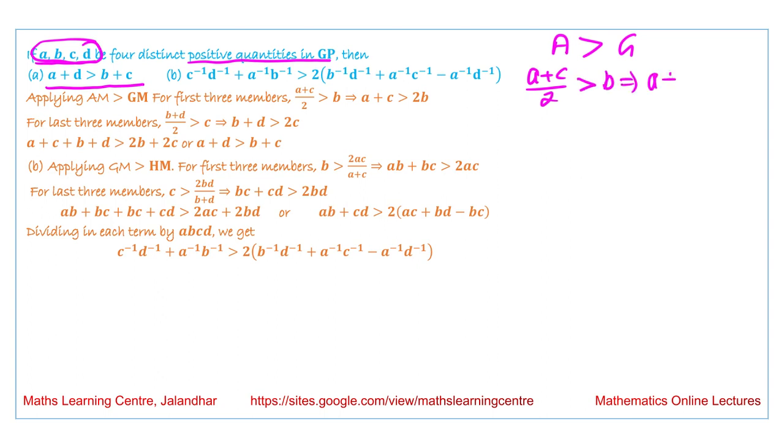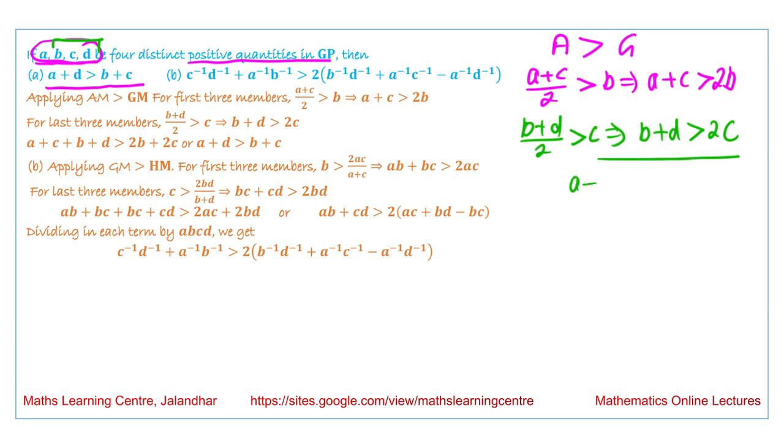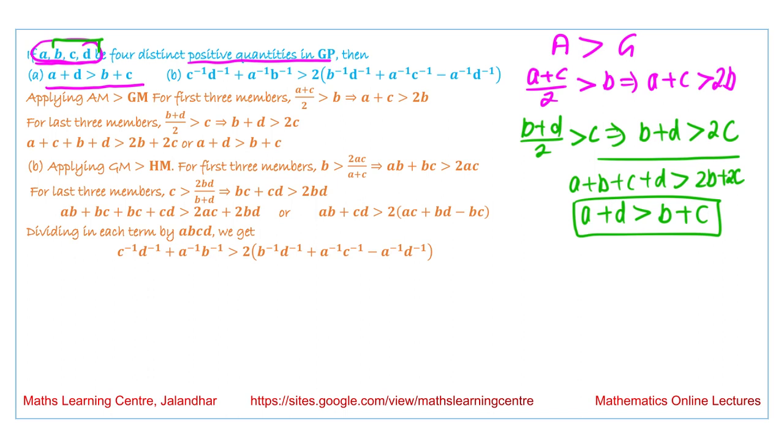This implies that A plus C is greater than 2B. And if we consider the 3 elements B, C, D, we obtain (B plus D) by 2 is greater than C. So this implies that B plus D is greater than 2C. Now if we add these equations, we obtain A plus B plus C plus D is greater than 2B plus 2C. So this implies that A plus D is greater than B plus C. This is the first result.